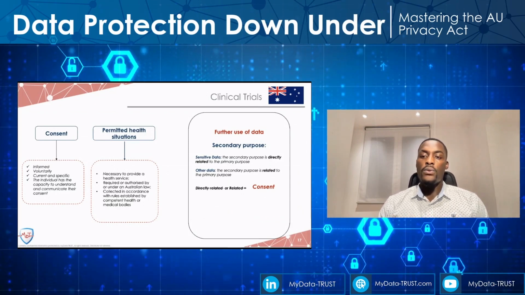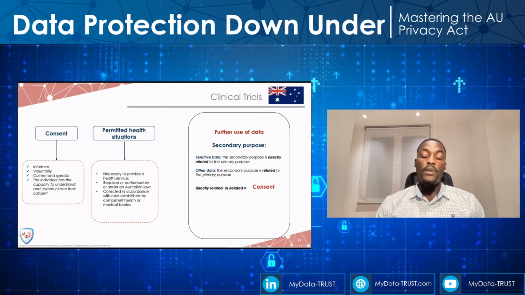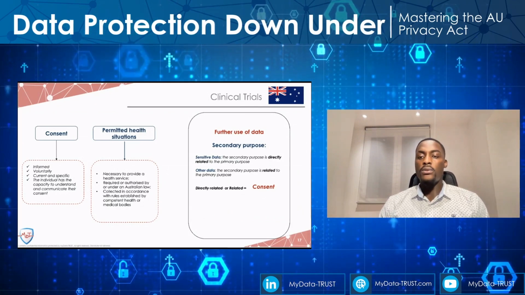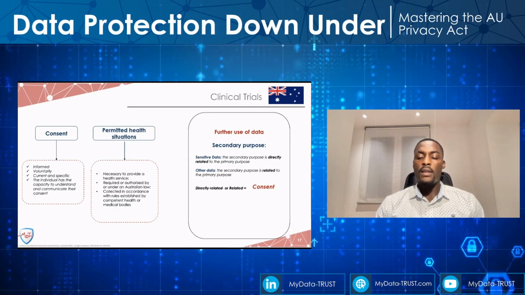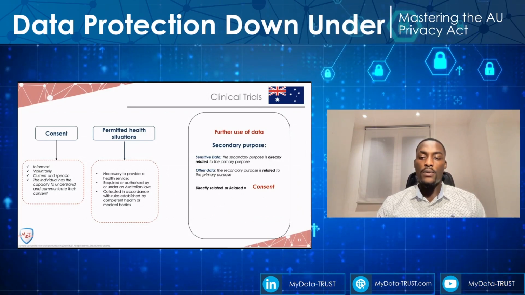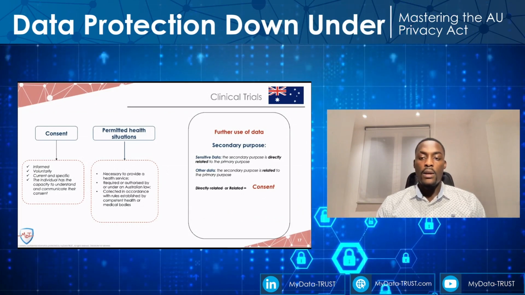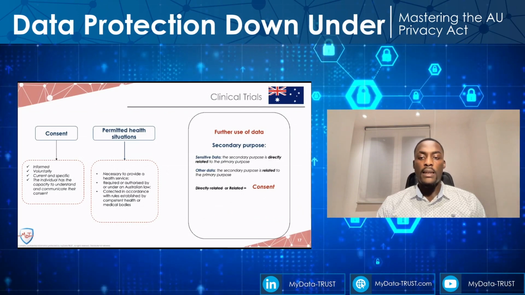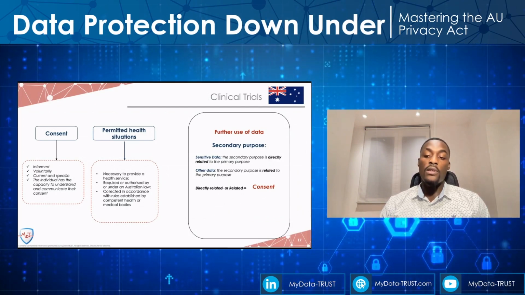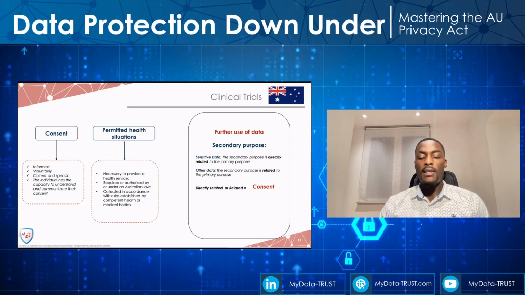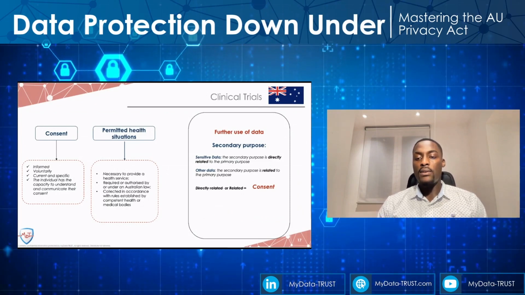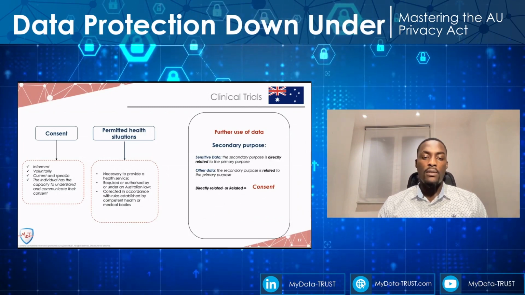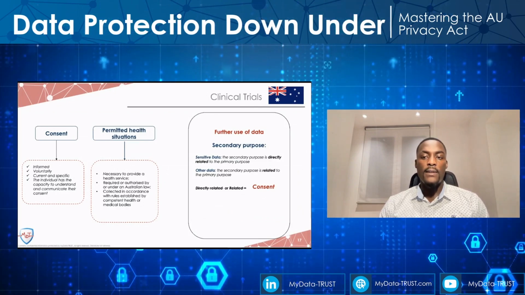When it comes to further use of data, we have a principle of purpose limitation. If you want to use the personal data you collected for a primary purpose for a secondary purpose, when it comes to sensitive data, your secondary purpose needs to be directly related to the primary purpose. But for other data, your secondary purpose needs to be related to the primary purpose. In any case, if your secondary purpose is not indirectly or directly related to the primary purpose, you will need to request the consent of the data subject to be able to process personal data.